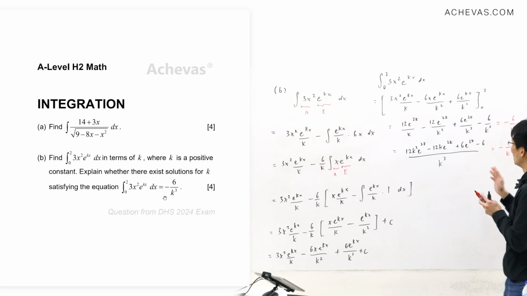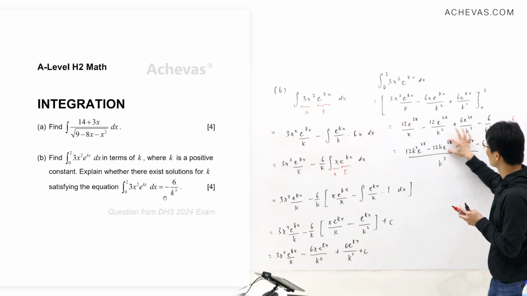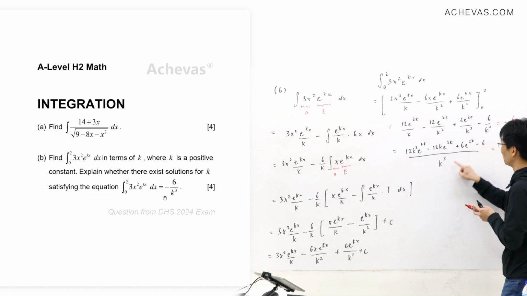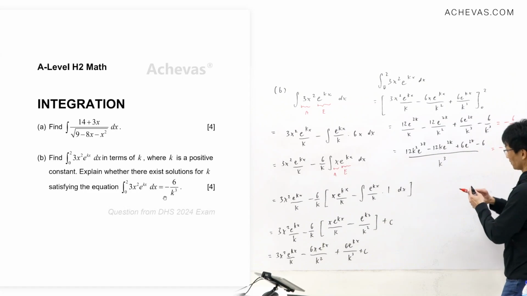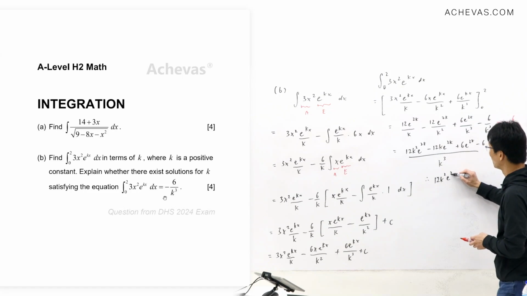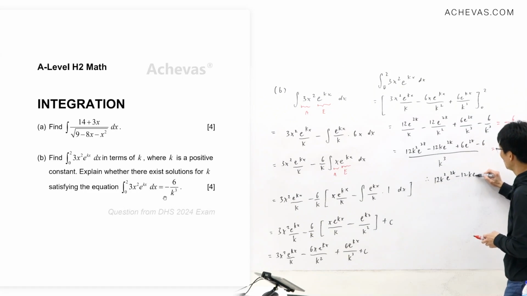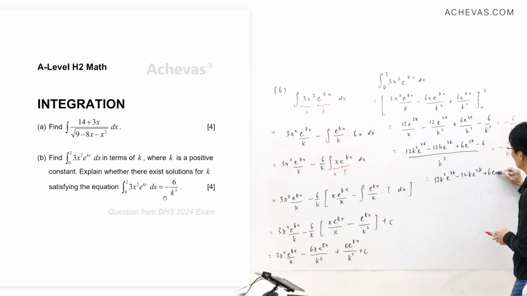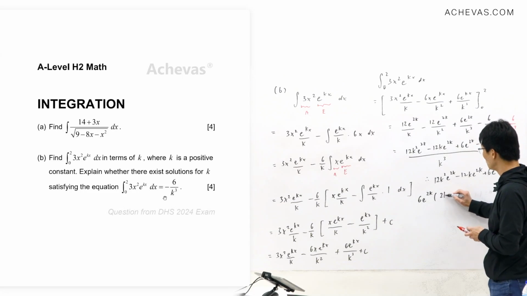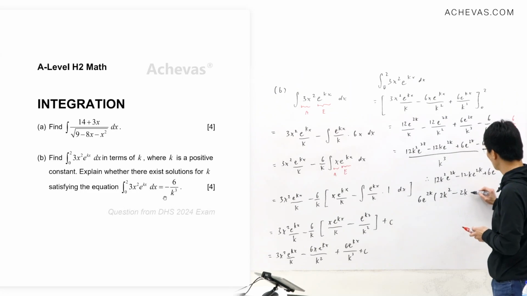By a bit of observation, I can see that actually this whole expression here, this term will end up to be a 0, because this is a minus 6 over k cubed, and this is also minus 6 over k cubed. So therefore, 12k squared e to the power 2k minus 12k e to the power 2k plus 6e to the power 2k equals 0. Maybe I can just factorize out the common factor, which is 6e to the power 2k. I'm left with 2k squared minus 2k plus 1 equal to 0.